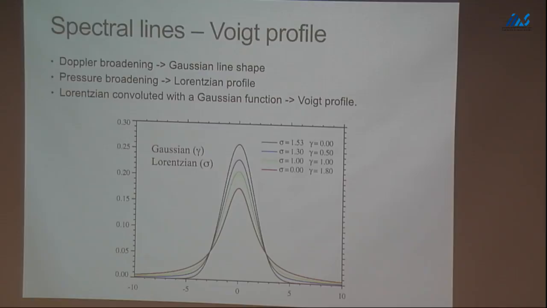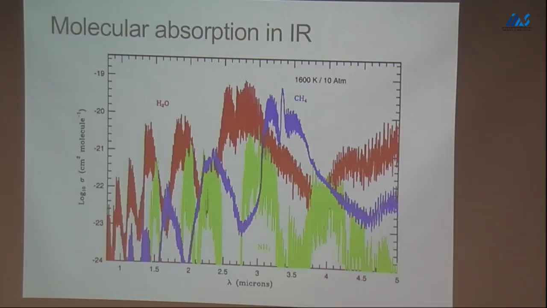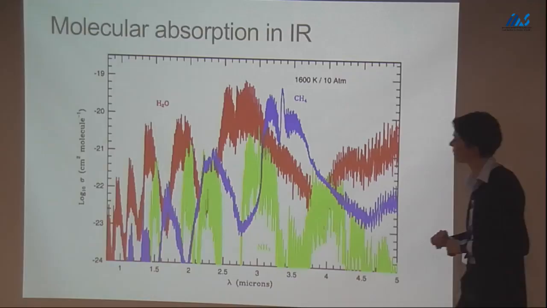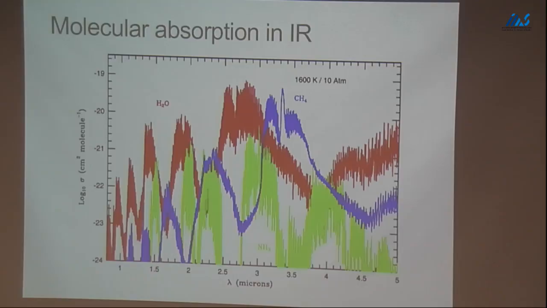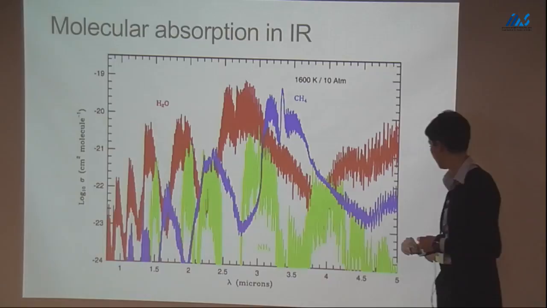Okay, so examples. These are just some examples of cross sections that were obtained, measured, I believe, in this particular case, for different molecules in the infrared. As you can see, molecules like methane, water, ammonia all have some very strong transitions in the infrared. Most of these transitions are due to vibrations, and at longer wavelengths rotation is more prominent.